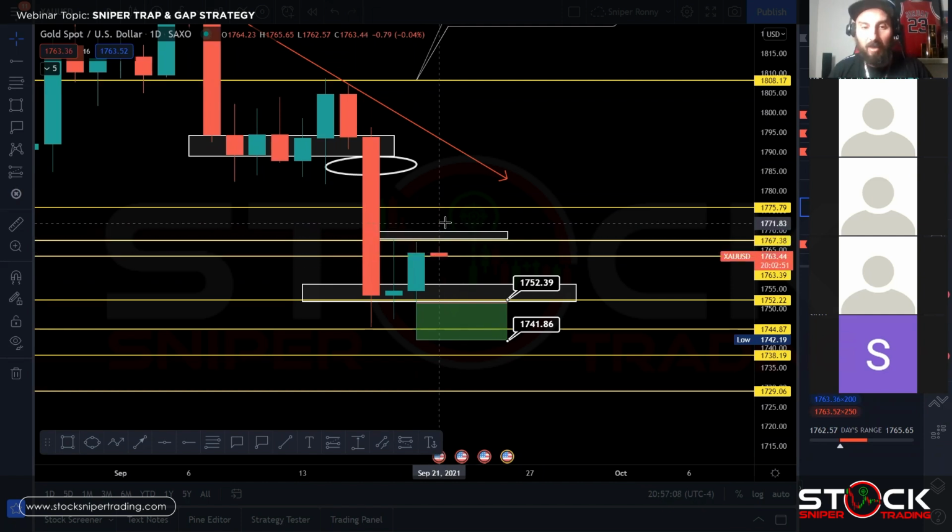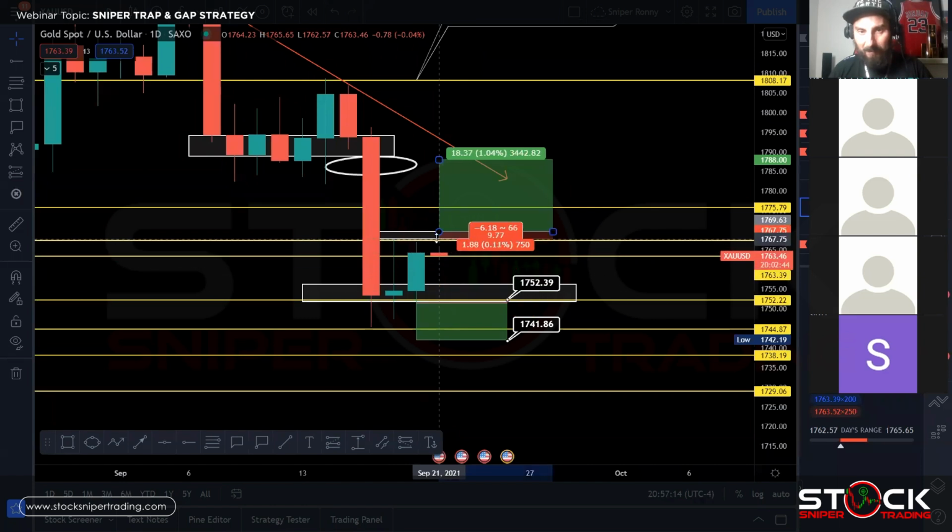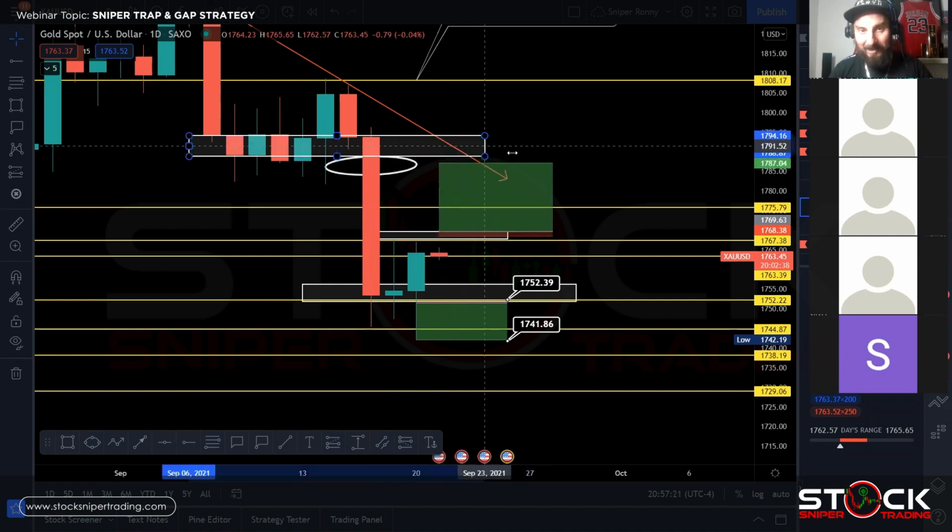But if I want to go long on gold, guys, on the daily, I would look for a buy and volume to close above this 1768 area, and maybe we can take it up to 1775 and ultimately back up to this area.